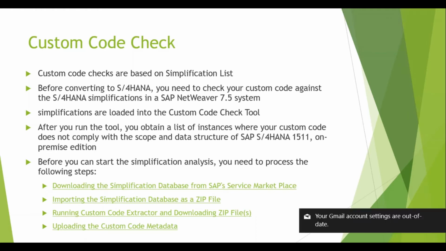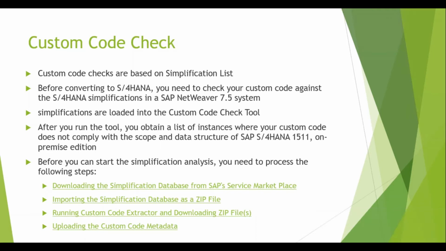As I told you, if you want to perform the custom code check, you first need to download the simplification database from the SAP portal. If I click on this, it will take me to the download of the simplification database from SAP, but you require a user ID and password. It is also not the consultant's user ID, but the company's user ID and password, to download this from Service Marketplace. It will be available as a zip file. You need to unzip it, and finally upload it to your current ECC system.